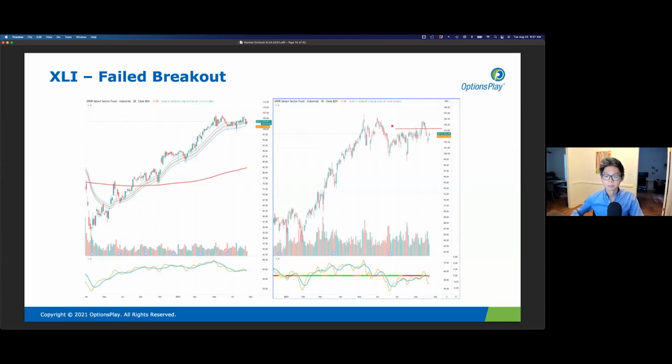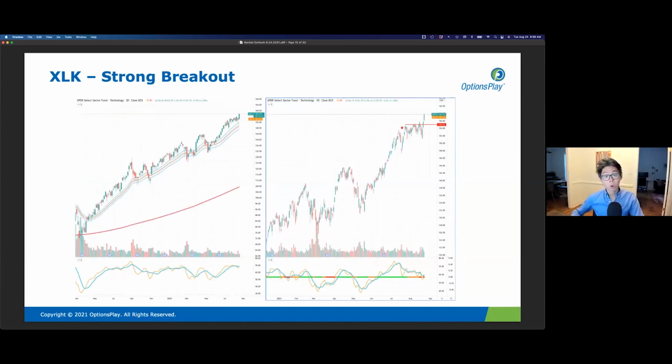And taking a look at some of the sectors themselves, industrials last week attempting to break out higher here above this 104.5, failing to break out higher here. So very much still in this channel, if you will, slowly grinding higher. So not a whole lot of momentum, but still positive here.